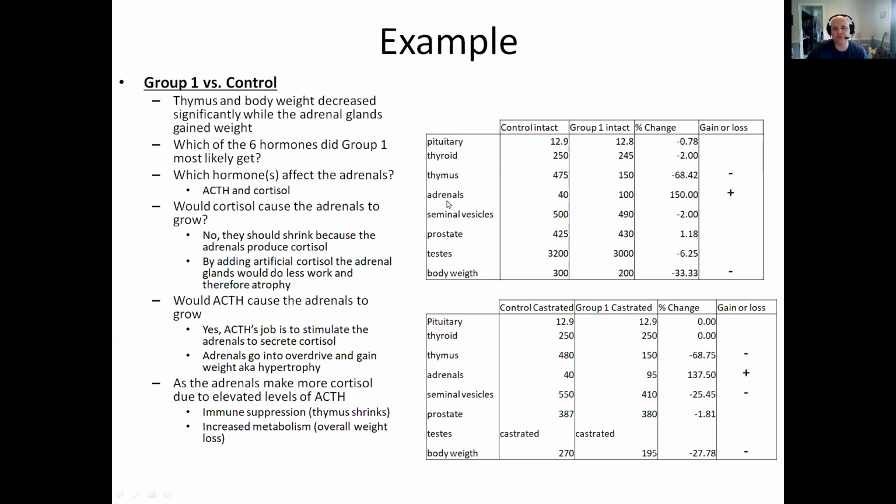Okay, so let's look at cortisol. Cortisol is what the adrenal glands secrete, okay? And we know that if we replace a hormone that a gland secretes, that gland will shrink in response because it won't have to do as much work because you're injecting that same hormone from the outside. But what do we see? We actually see the adrenals are growing. Well, that's not consistent with cortisol injections, right? Cortisol injections should cause the adrenals to shrink because the adrenals produce cortisol and you're replacing what it would normally secrete. All right.